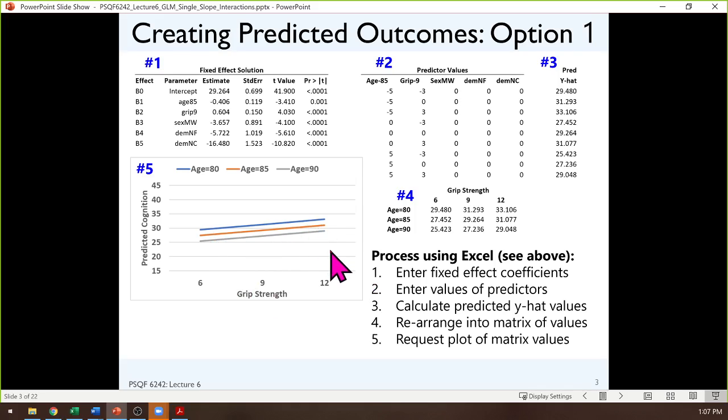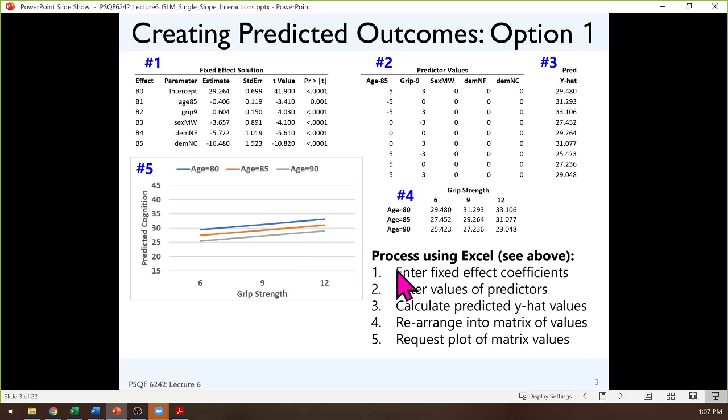So this is what's going to be known as a main effects model, in that each predictor has its own effect. There's no dependency or relation or interaction between them. So this picture illustrates that phenomenon. Yeah, no age by grip strength interaction. Cognition is the outcome in this case.